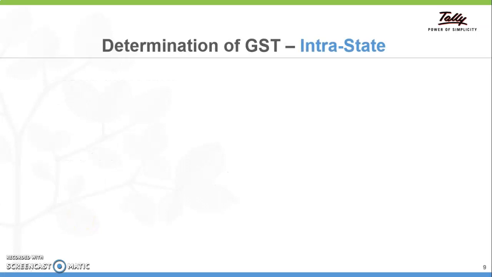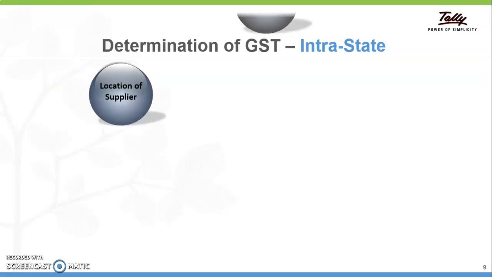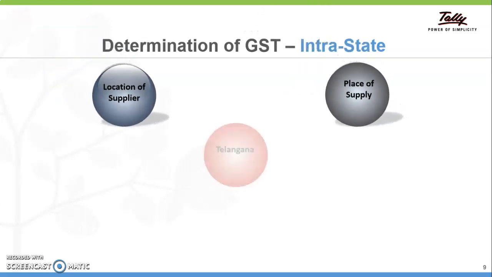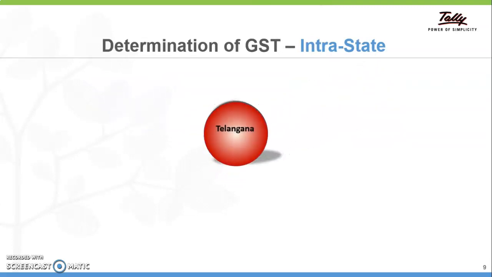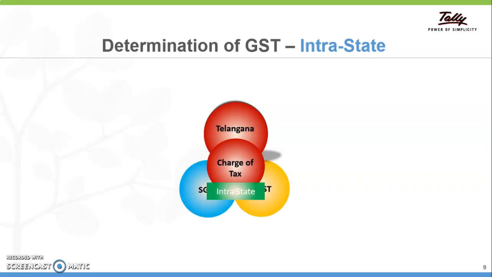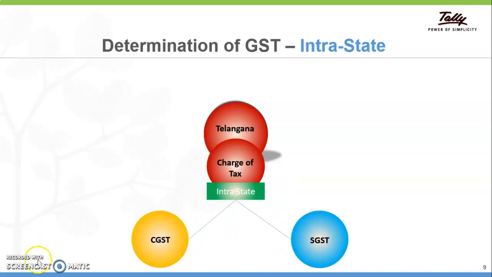Now, determination of GST for intrastate. If it is within the state, then we call it intrastate. How to determine GST in case of intrastate? For example, take the location of supplier and place of supply. If both of them are in Telangana, then we call it intrastate. So whenever there is intrastate, the charge of tax will be CGST and SGST. Within the state the tax has to be shared by CGST and SGST.